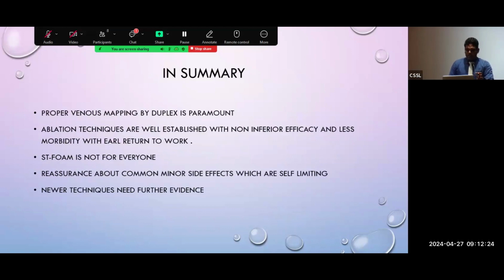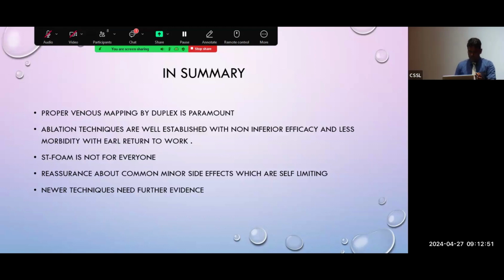In summary, proper venous mapping is very important. The person who does the procedure should do the venous mapping, not anyone else. The vascular surgeon should do it before the treatment. Ablation techniques are well established and almost replace open surgery. Foam is not for everyone. Wherever you see a varicose vein, you should not go and inject foam. It's not going to work.